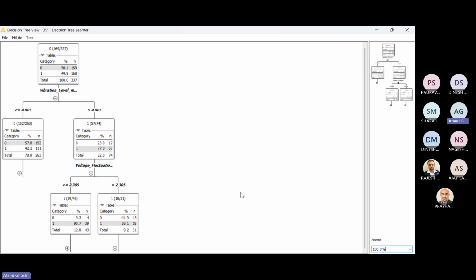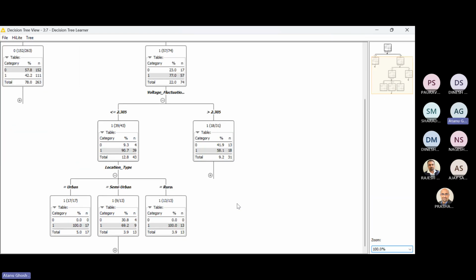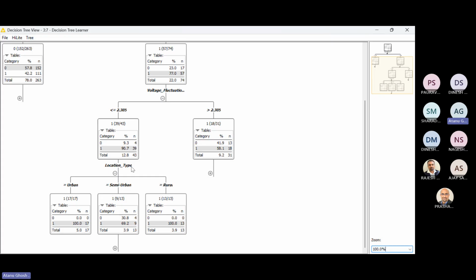And further, it can break down. There will always be an information gain when the vibration voltage factor is less than 2 and the location type is rural. I'm 100% certain that the model will fail. So it has reduced its bias, but probably it has increased its variance, because the model is trying to go towards the more accurate side, hence overfitting.